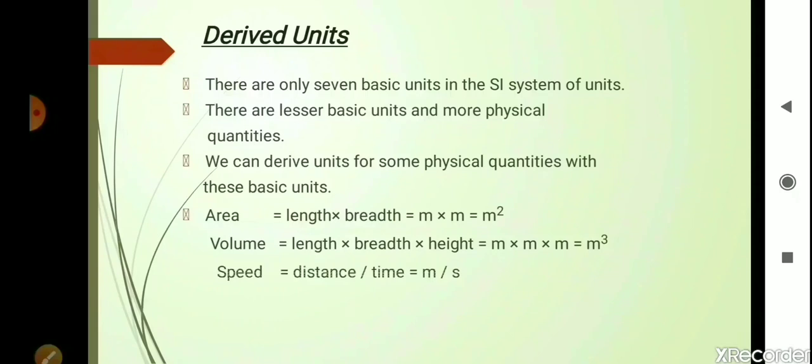For speed, since the formula is distance upon time and the distance is the length of the path, the length of the path will be measured again in the SI unit meter. And for time, we have already discussed that the SI unit is second. So if we put this into the formula, the derived unit for speed comes out to be meter per second.